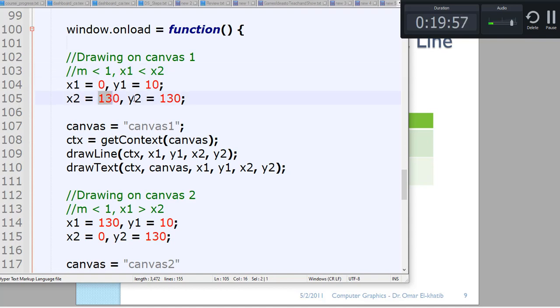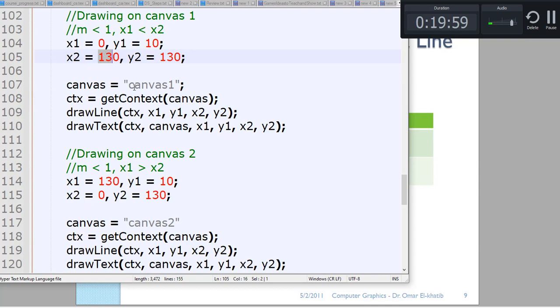And m is less than 1. Okay, so I have this context which will give me canvas 1. What is get context? This is a function I defined and it will give me the canvas 1 context. It is the function at the top of the code, but it's not important. The important thing you need to understand is that here I get canvas 1.